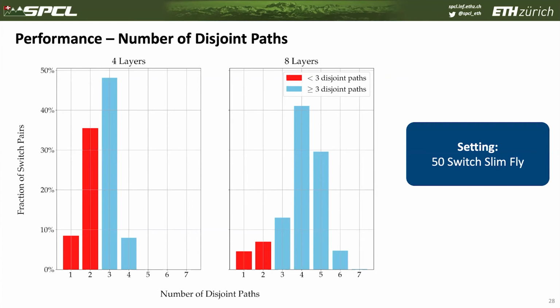This figure shows on the left we have 4 layers and on the right 8 layers, and the x-axis shows the number of disjoint paths for each switch pair. And on the y-axis, we see the percentage of switch pairs that have that number of disjoint paths. And as we see on the 8-layer plot, that's indicated by the red bars, we have less than 12% of switch pairs experience less than 3 disjoint paths.